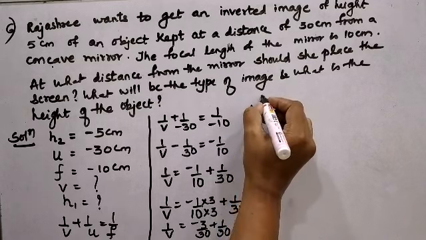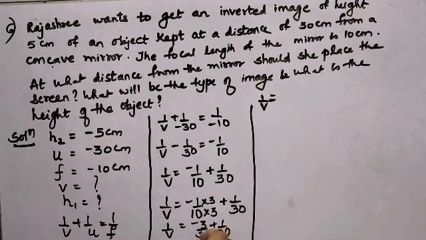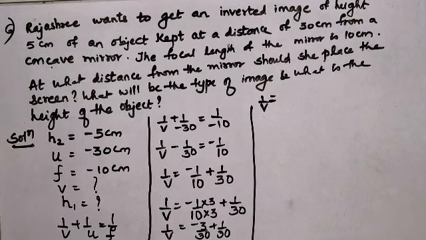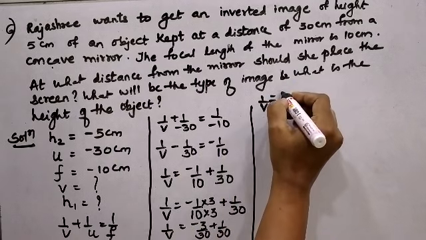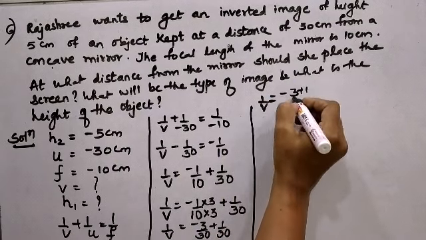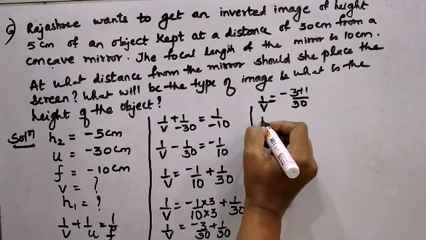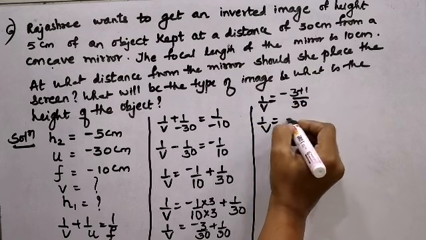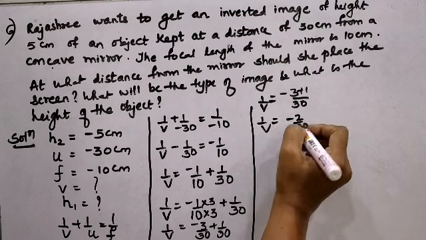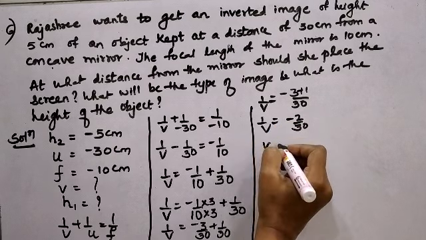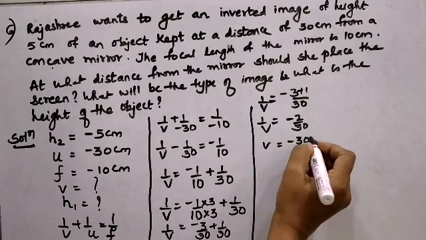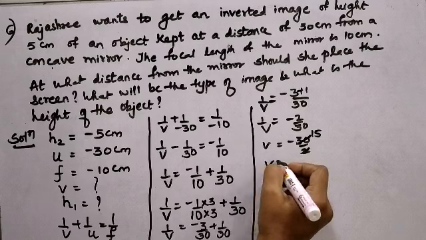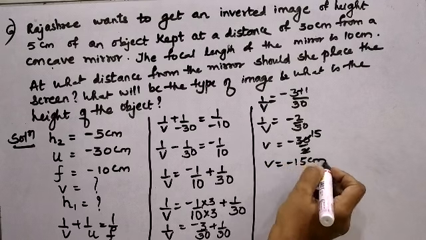Since we have equalized the denominators, we can directly add up the numerators. So -3 plus 1 upon 30. So 1/V will be -3 plus 1, which is -2/30. We'll take the invertendo. Invertendo, 1/V will be V, and -2/30 will be -30/2. So 2 15s are 30. So V is equal to -15 centimeters.